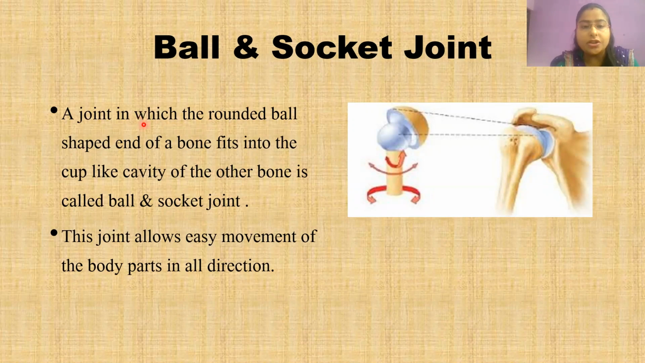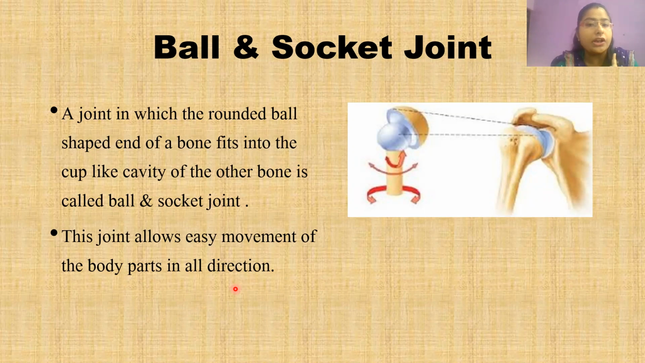A joint in which the rounded ball shaped end of a bone fits into the cup-like cavity of the other bone is called the ball and socket joint. See, this is a one ball. It is attached to or fit into the cup-like cavity. This is a cup-like cavity. So this joint is known as ball and socket joint. These joints allow easy movement of body parts in all directions. In this joint, we are able to do movement in all the directions.